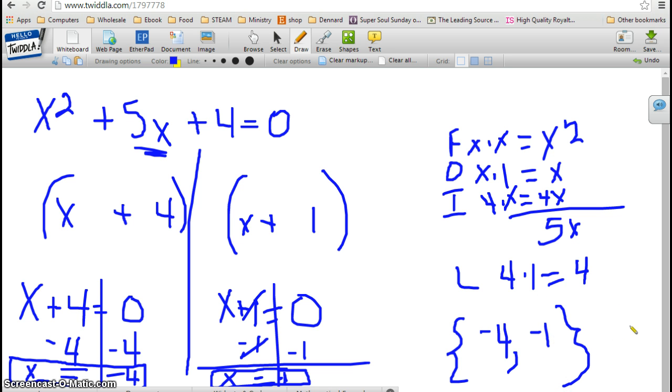Now next class, we will go over some of these worksheets just to make sure you have a clear understanding of how to solve a quadratic. And then we'll find out how to solve a quadratic when you have a number here instead of the x. And we'll move on from there.